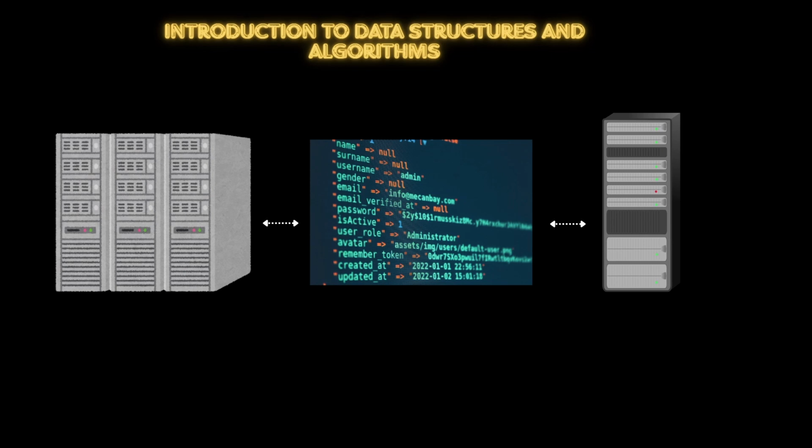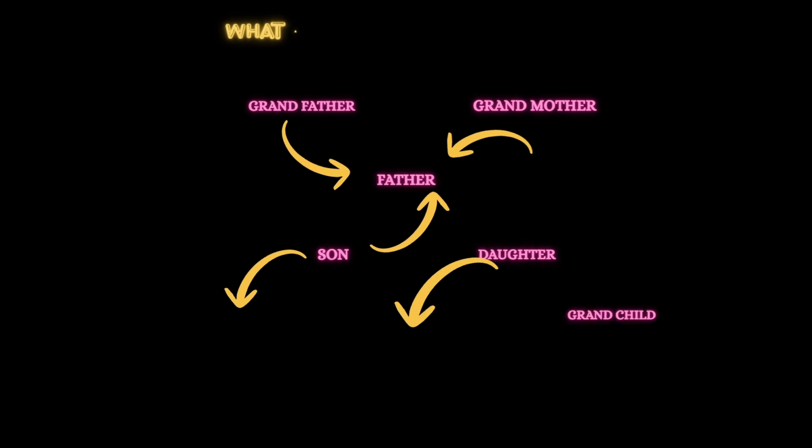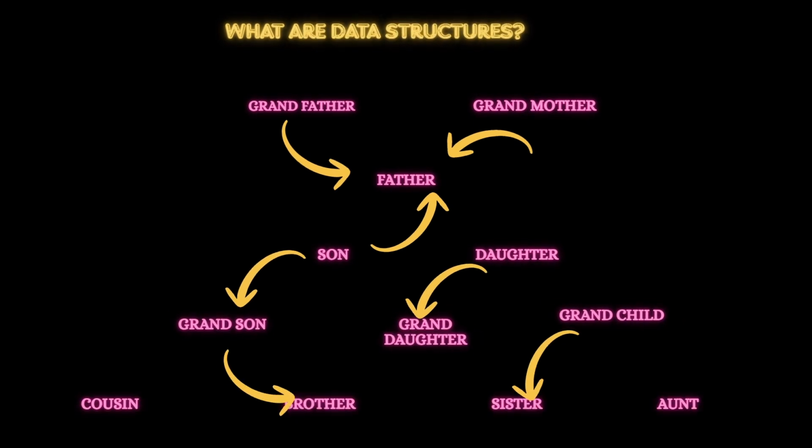A data structure is a way to store data. We structure data in different ways depending on what data we have and what we want to do with it. For example, a family tree. Let's consider an example without computers in mind, just to get the idea.